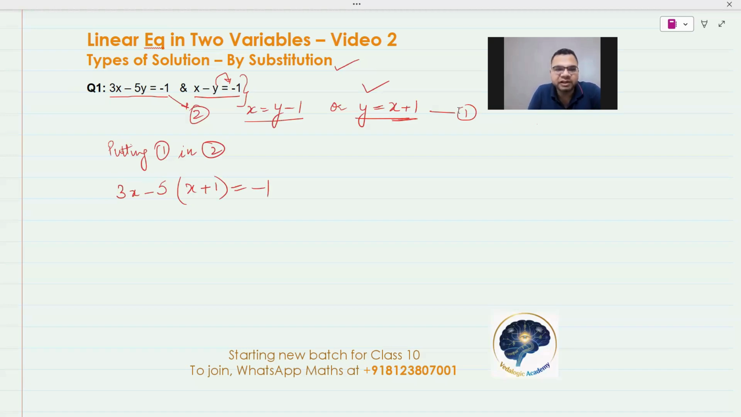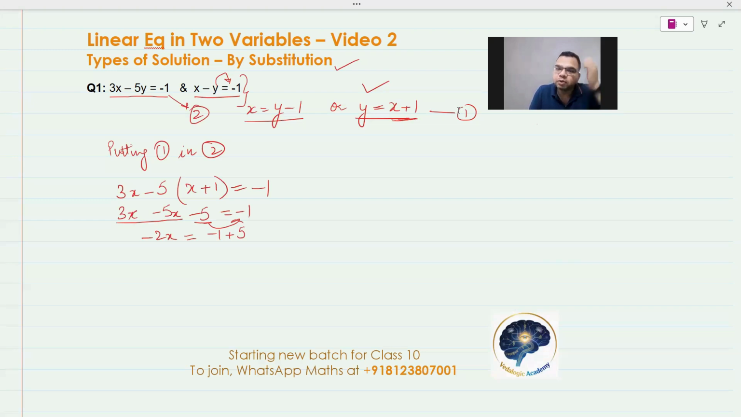And this I can solve very easily because this is a single equation and a single variable, right? So this becomes 3x, right? Minus 5x minus 5 equals to -1. I have just opened the brackets, right? So I have multiplied -5 with x and -5 with 1. So it becomes minus 5x minus 5. So 3x minus 5x becomes minus 2x. And if I take this -5 towards the right hand side, it becomes plus. So it becomes -1 plus 5.